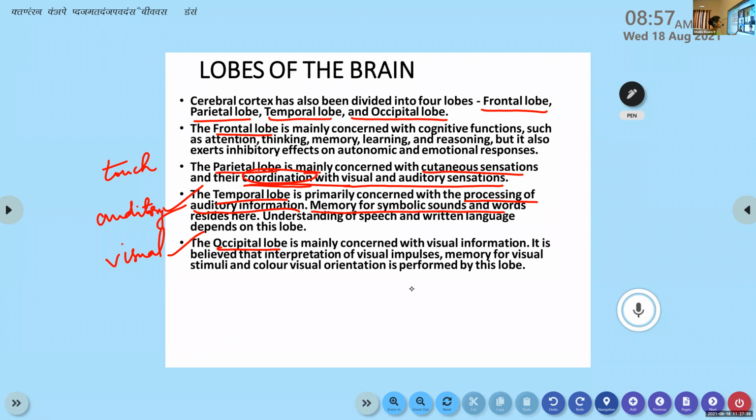When you are making too much noise, I just say shh. What does that mean? Keep silent, or maintain silence. That's not a complete word, you heard a sound shh, that's it. But then you understood that you have to maintain silence. That is one type of symbolic sounds. So the memory for symbolic sounds resides in the temporal lobe of our brain. Memory for symbolic sounds and words.